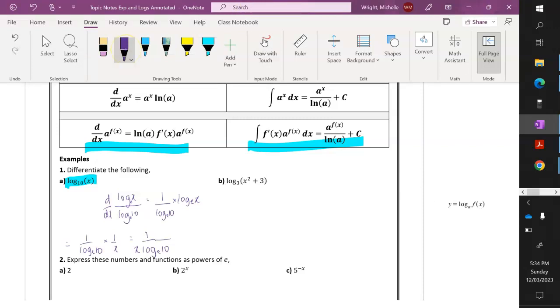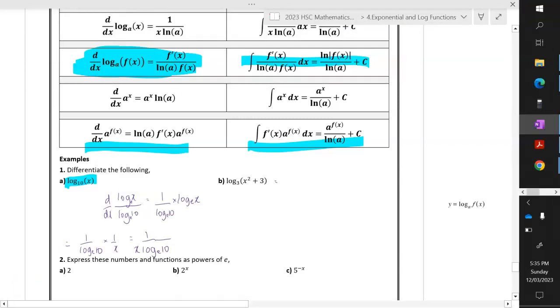Let's have a look at the next one here. So we're going to differentiate log of base 3 of x squared plus 3. Now, let's have a think about that one. So if we use our change of base rule again on that one, we might just use ln in this case, so we know that it's log of base e of x squared plus 3 over log of base e of 3. And that's our change of base rule. So that's what we want to find the derivative of. So we want to find d dx of log of x squared plus 3 all over log of 3.